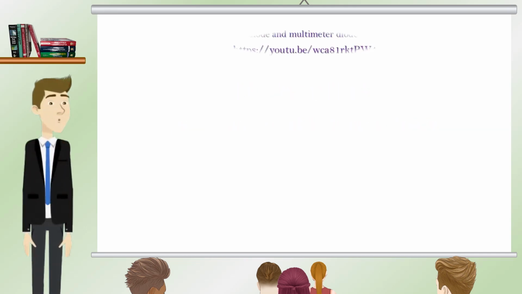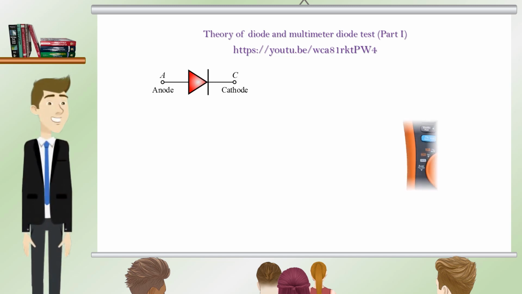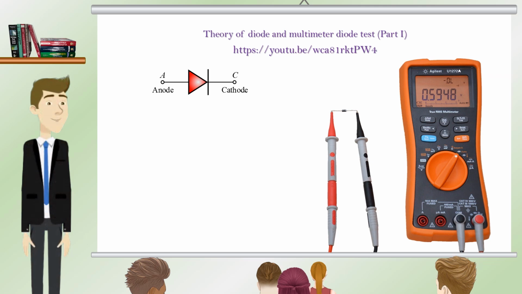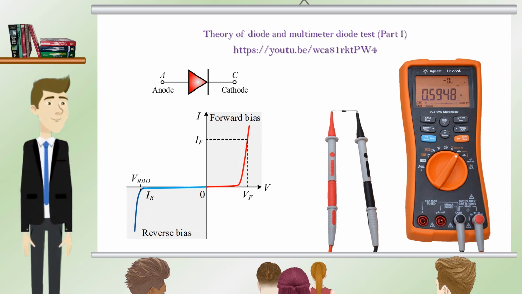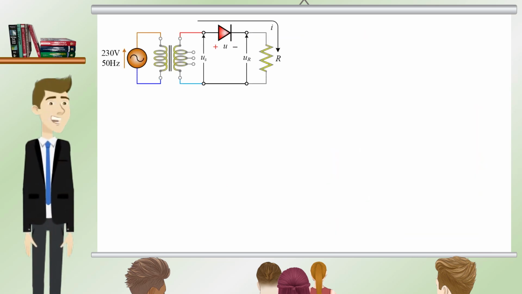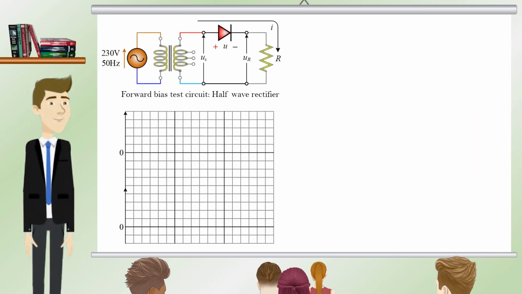In the first part of the video, we learned the basic theory of diodes, and multimeter diode testing. To understand the diode operation in depth, it is time to measure the static characteristic curve in the laboratory. The test circuit, for the forward bias section of the curve, is a half-wave rectifier.